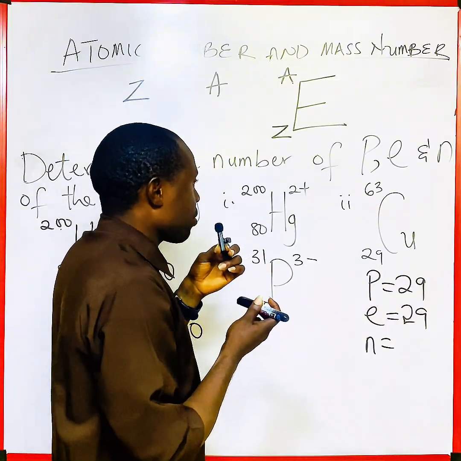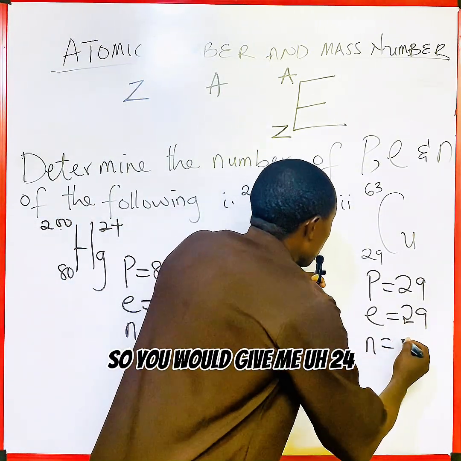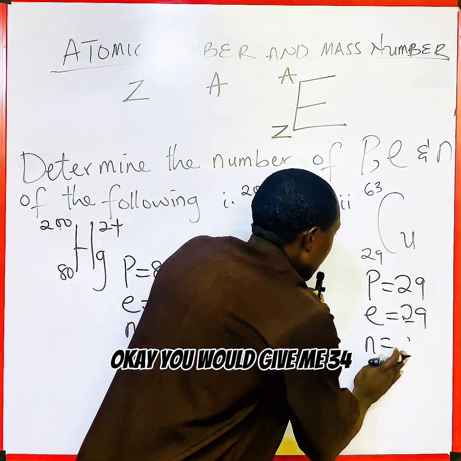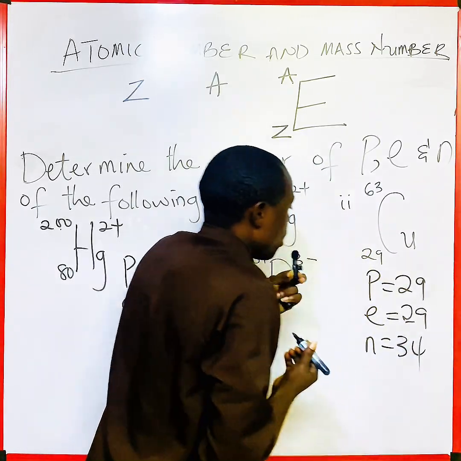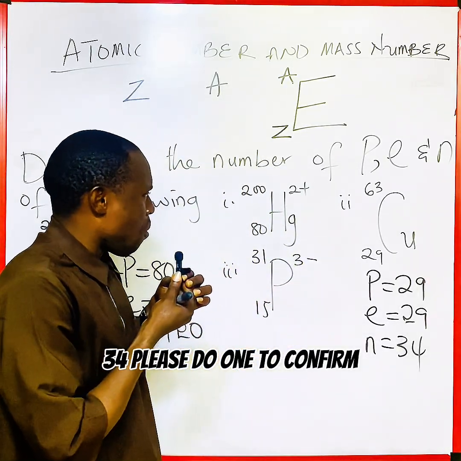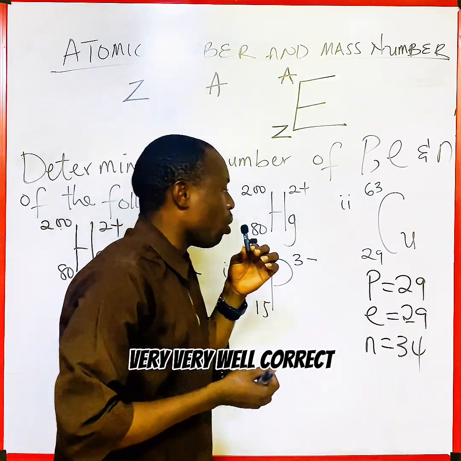The neutron here is simply 63 minus 29, so here would give me 34. Please do work to confirm. Let's see. Yes, very correct.